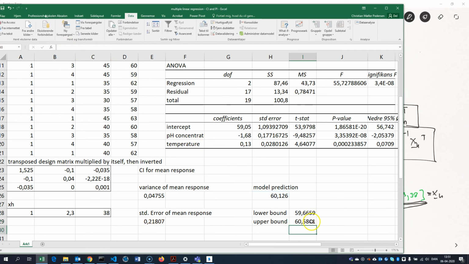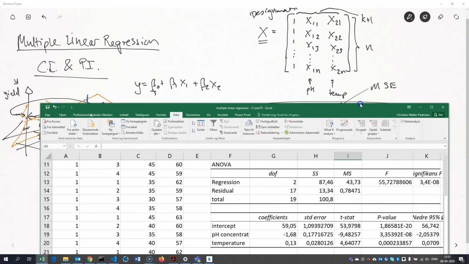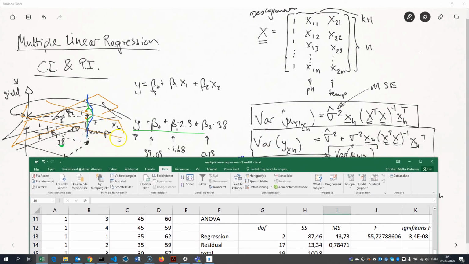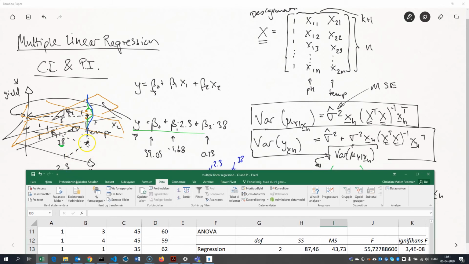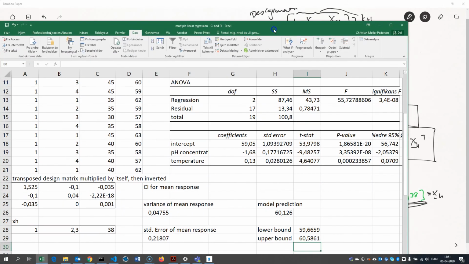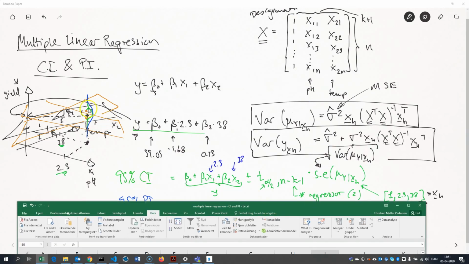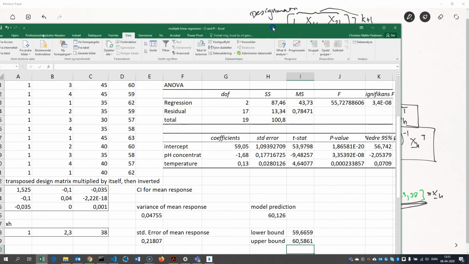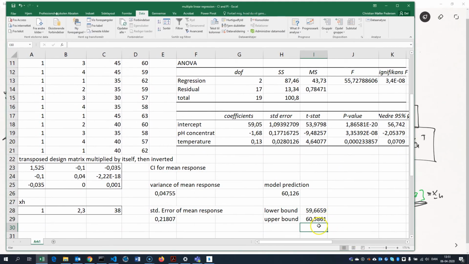So what we can say now is that if we did this regression analysis over and over again using new observations each time, this point here, this point of interest here, would intercept the plane somewhere in between 59.66 and 60.58. It would intercept in that interval here 95% of the times. So not always, but almost always. That gives us a confidence interval.